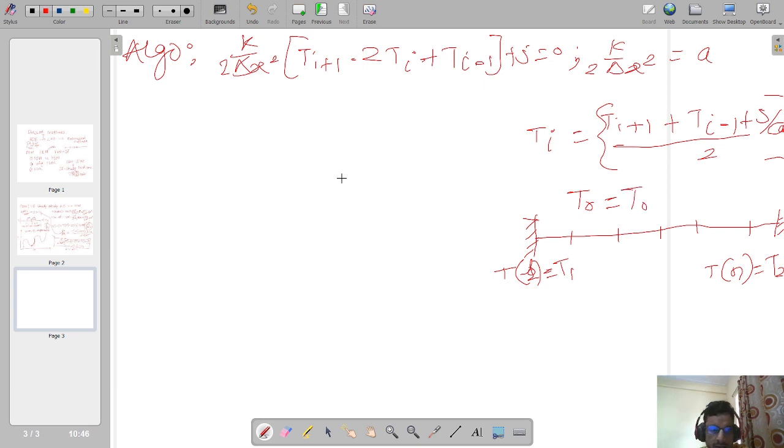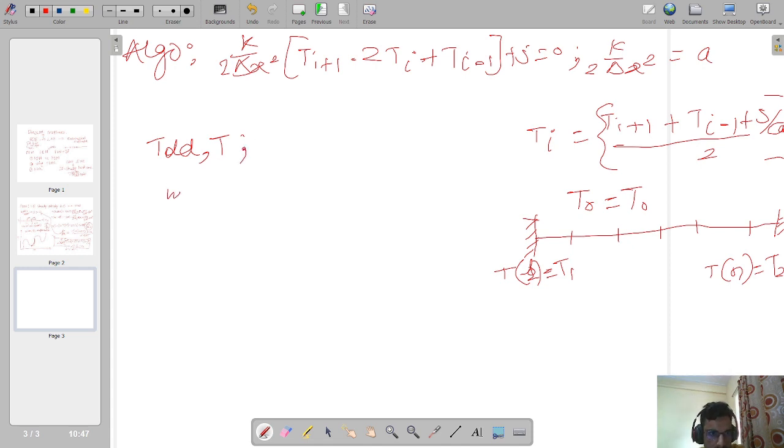All right. So before starting the algorithm, we have to use two vectors. We have to define two vectors, T old and T, which have a length of n. All right, so let's jump to the algorithm.